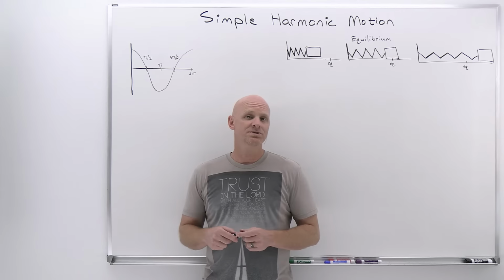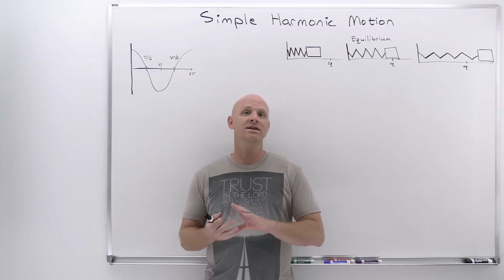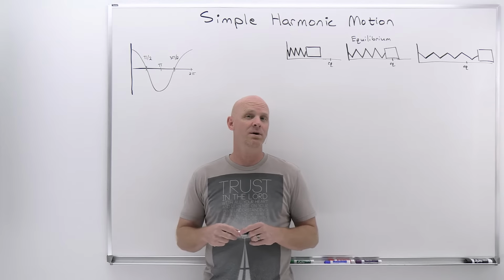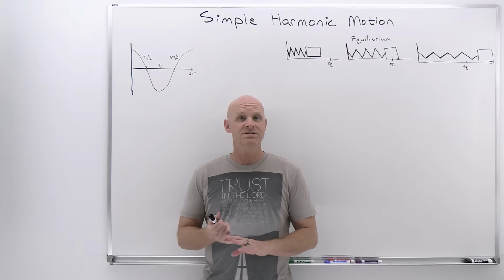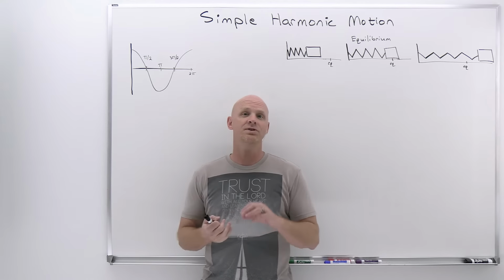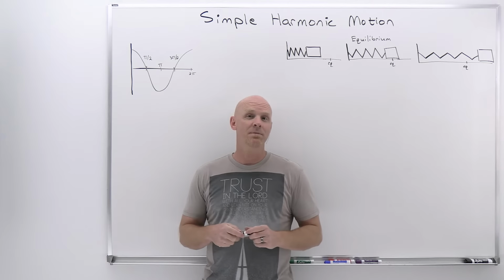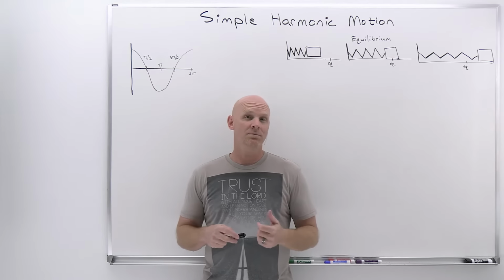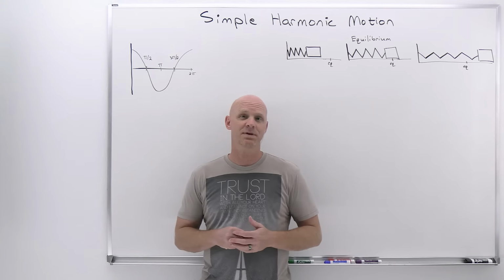Now in this one we're going to introduce equations for position, velocity, and acceleration of an object undergoing simple harmonic motion. We'll talk about the frequency of oscillation, the period of oscillation, the amplitude of oscillation, and the frequency factor. We'll talk about it both in the context of springs as well as pendulums.